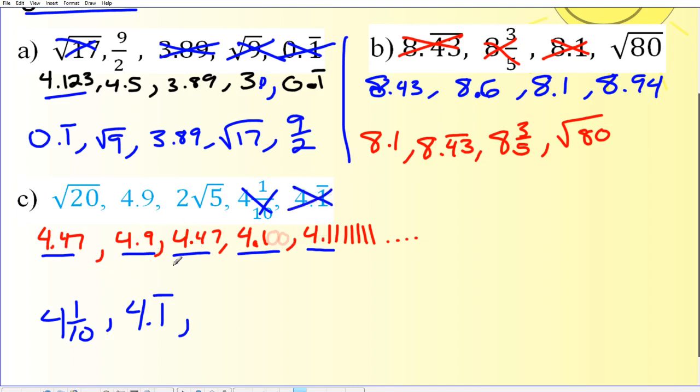We learned earlier that these two, square root of 20 and 2 square roots of 5, are actually identical. So it doesn't matter which one we put first, I suppose. If you put square root of 20 first, awesome. If you put 2 square roots of 5 first, more power to you. Doesn't really matter. They're the same thing. Which means 4.9 is the largest of those.